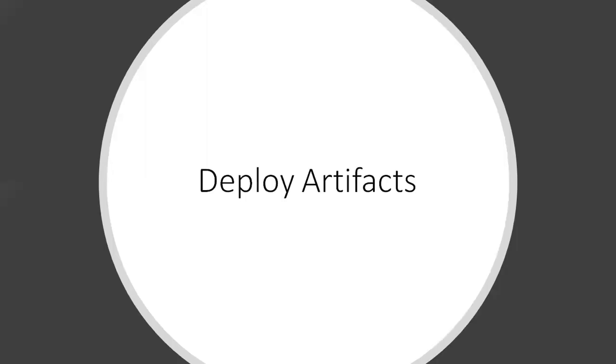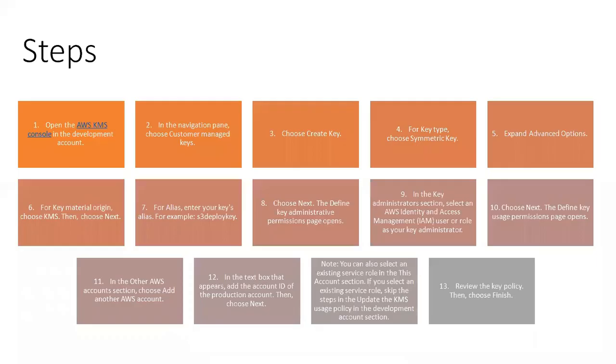Now the last step for refactoring your application with AWS is deploying the artifacts. So I want to deploy the artifacts to an Amazon Simple Storage Service (Amazon S3) bucket in a different account. For this, you have to use two accounts, a development account and a production account. And you have to create an AWS KMS key to use with CodePipeline in the development account.